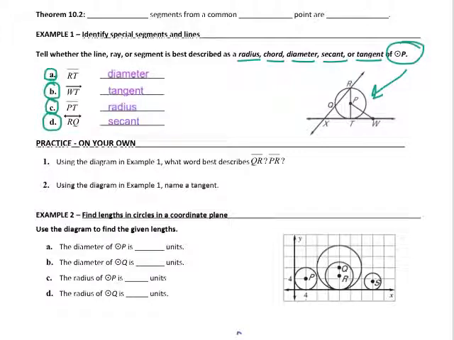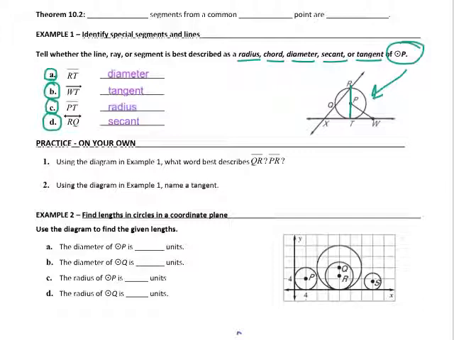Okay, we're back, and I hope you have identified each of the segments or lines or rays that we see here. And let's just take a look. For part A, RT is a diameter. That's the longest chord that goes through the center. And ray WT is a tangent.